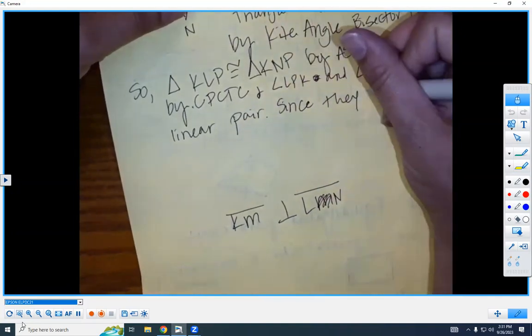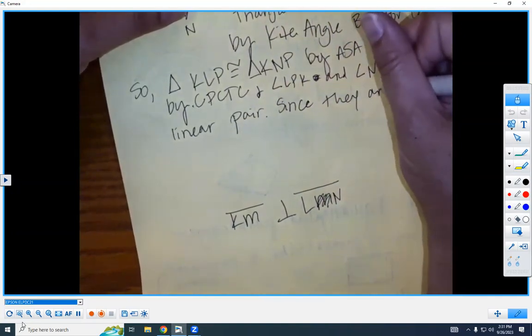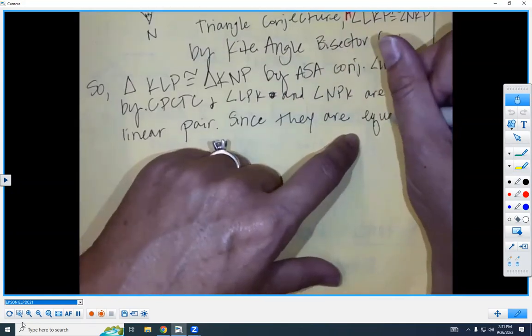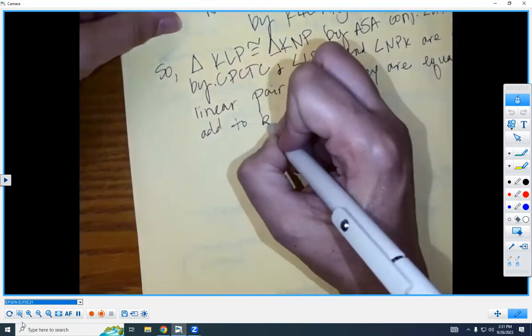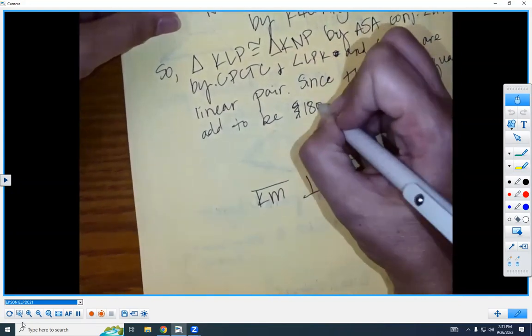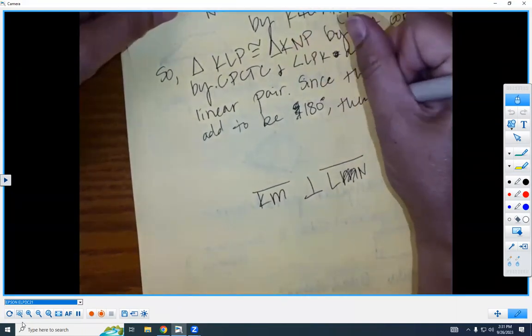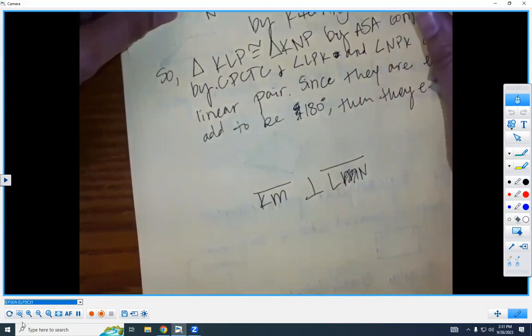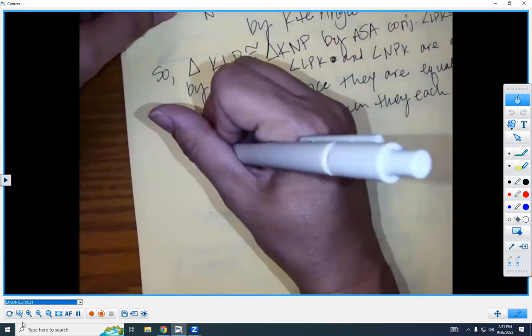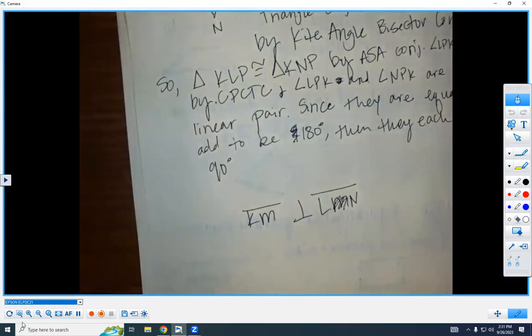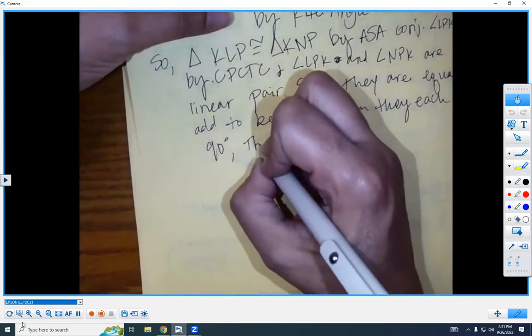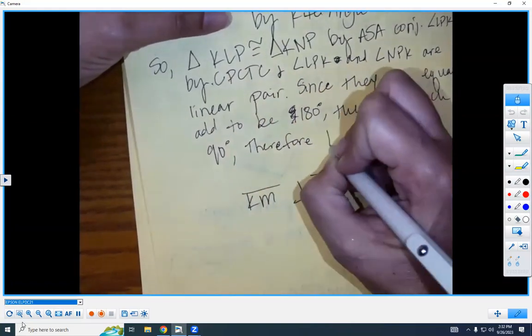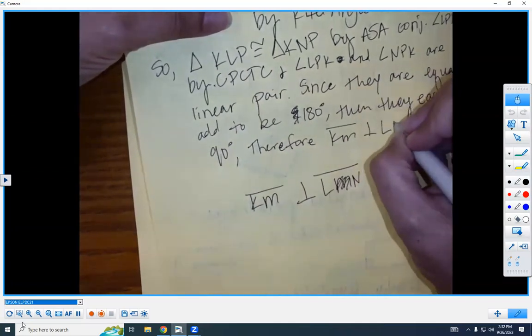Since they are equal and add to be 180 degrees, then they each are 90 degrees. And now you can say, therefore, AM is perpendicular to LN.